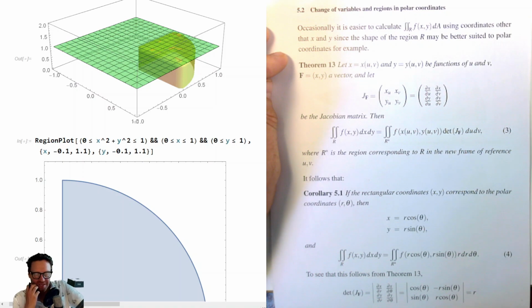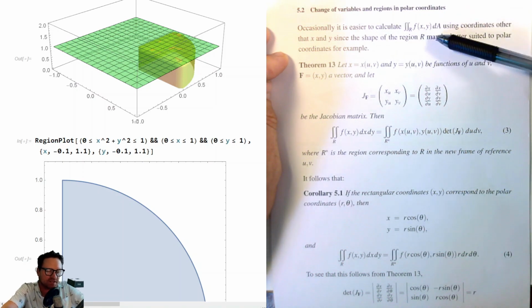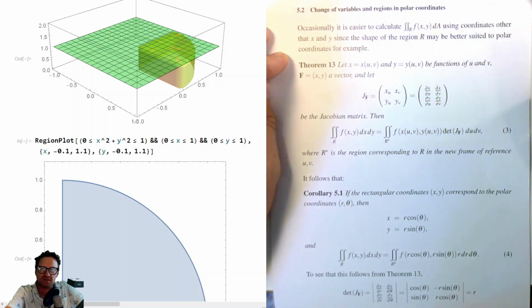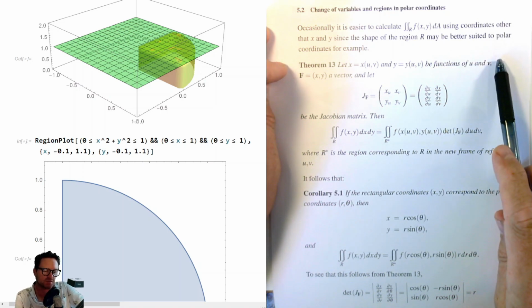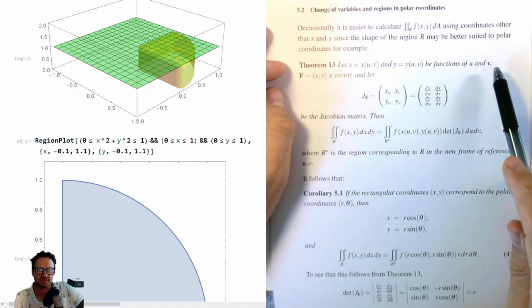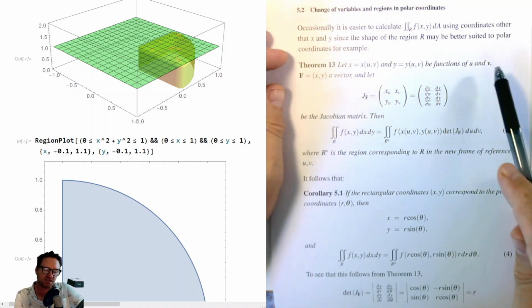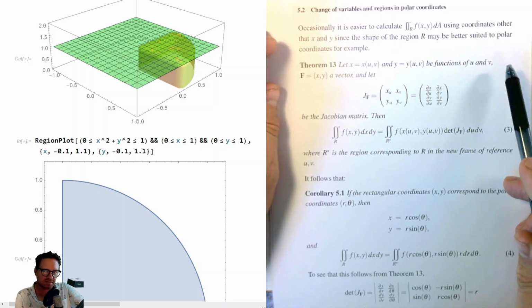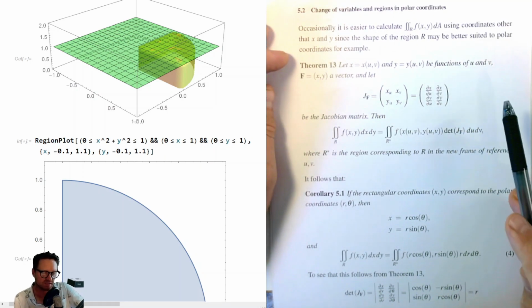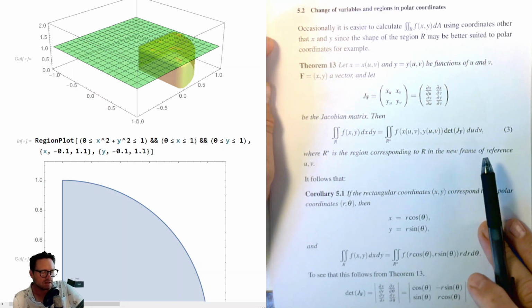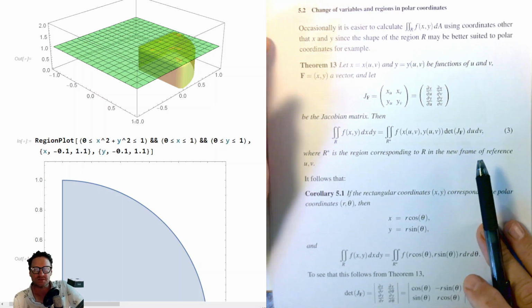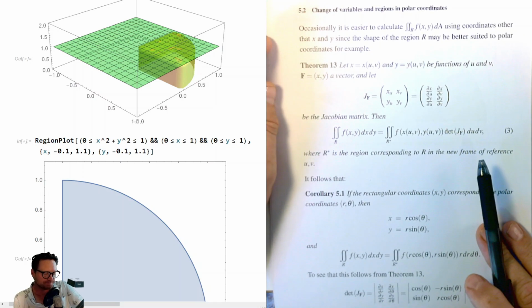Occasionally it's easier to calculate a double integral like this over some region using coordinates other than x and y, since the shape of the region R might be better suited to polar coordinates, for example. Now, if you have a circular region, well then it's probably best to calculate your integral in terms of polar coordinates because the integral will be far easier that way.